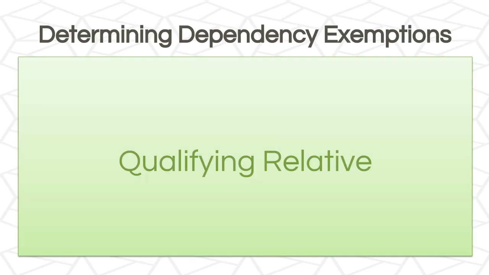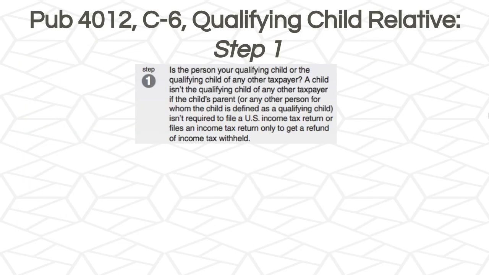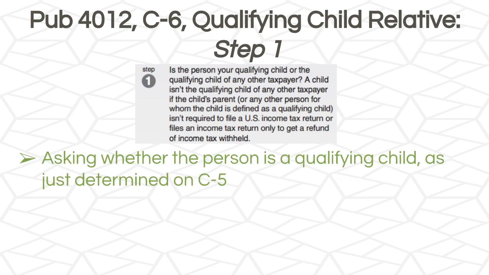Now let's talk about qualifying relatives. So when we look at page C6, we're looking at all the tests for a qualifying relative. And step 1 asks, is the person your qualifying child or the qualifying child of any other taxpayer? So essentially what that's asking is whether the person is a qualifying child, as we just determined on page C5, so the previous page.